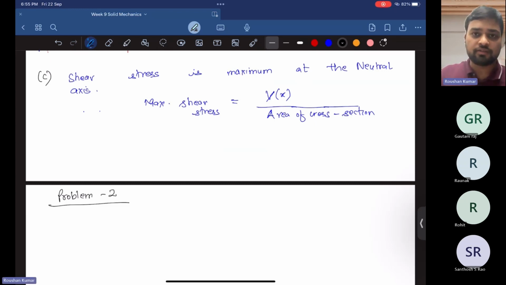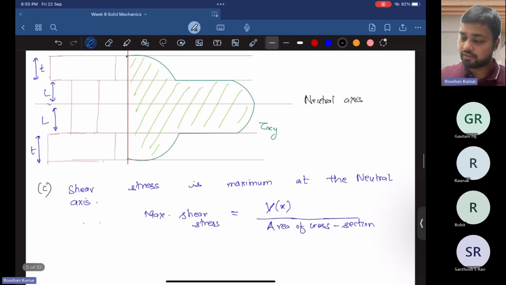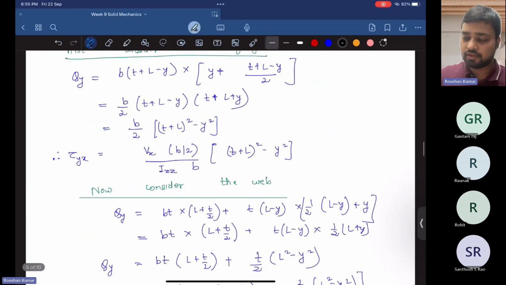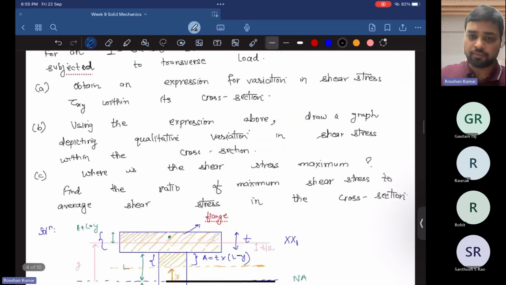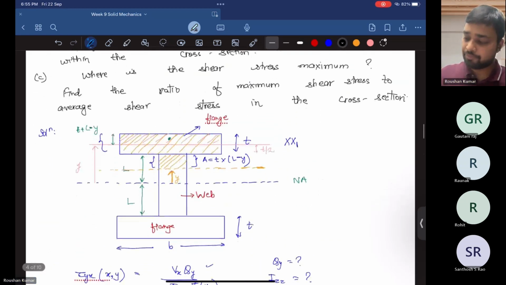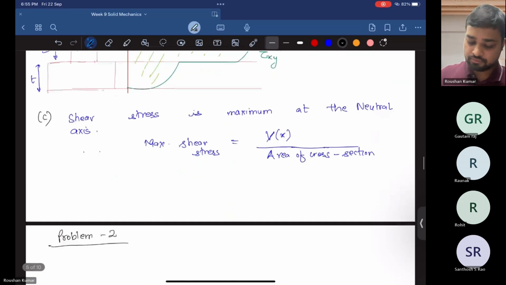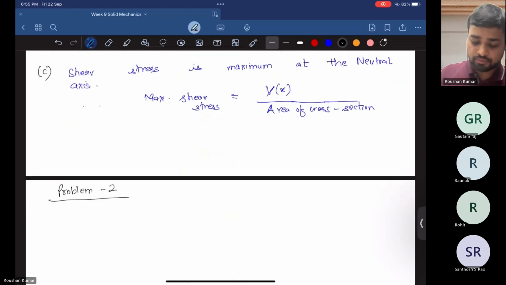Please ask if you have any doubt in this question. I think you all have understood this question very well. This is a very good question based on the pure bending of beam. Now the next question is also based on the bending of beam.